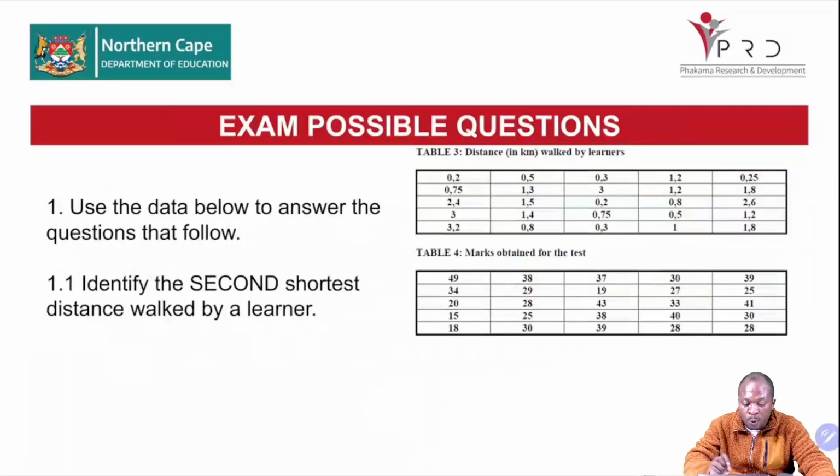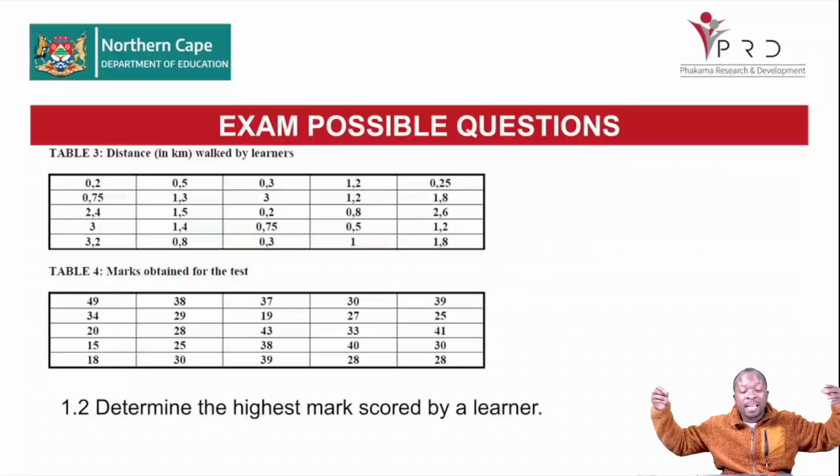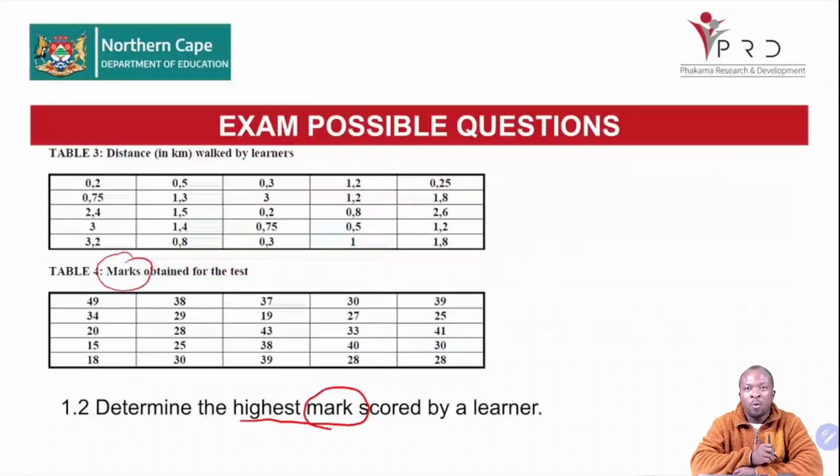Do not forget. So we are talking of what? Second, not the shortest, the second shortest. Distance walked by a learner, these are the distances. So we are not talking of the marks yet. We are talking of the distances that have been walked by the learner. So you look through that. 1.2, they want us to determine the highest mark. So can you see highest mark? Meaning we are looking at marks. Therefore, you come through where the marks are. And then you look through all and look for the marks that look to you as the biggest. And then you write it down.